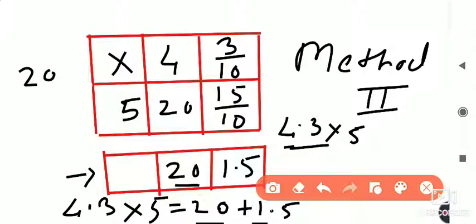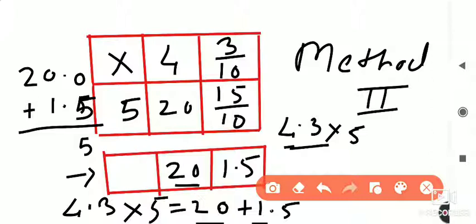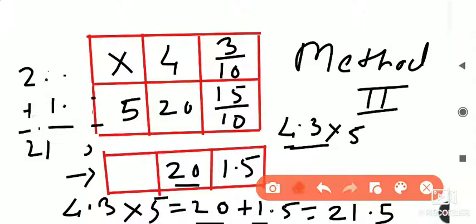This is 20 and if I have to add 1.5, so 1 I have to write here and point below point. In 20, the point is not there, so the decimal point is absent, so you have to give your own decimal point and write 0. So if you do the addition, 0 plus 5 is equal to 5, point below point we have to write here, and 20 plus 1 is equal to 21.5. So its answer is 21.5. Understand? In this way you have to solve the multiplication of the decimal fraction.